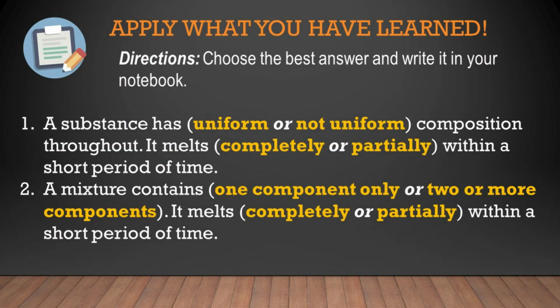Now, kids, let us see whether you have learned something from our lesson. Let us apply what you have learned. Directions: choose the best answer and write it in your notebook. 1. A substance has uniform or not uniform composition throughout. It melts completely or partially within a short period of time. 2. A mixture contains one component only or two or more components. It melts completely or partially within a short period of time.